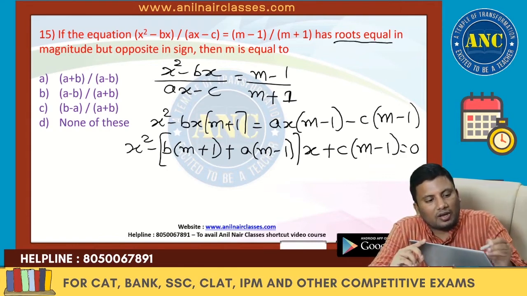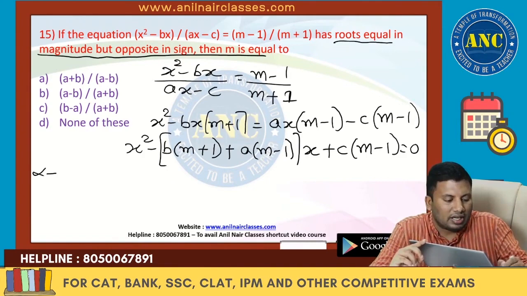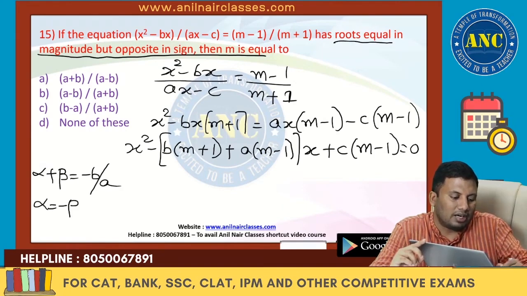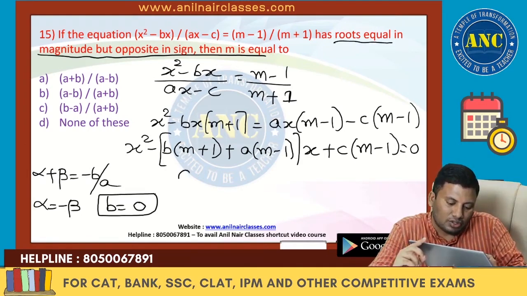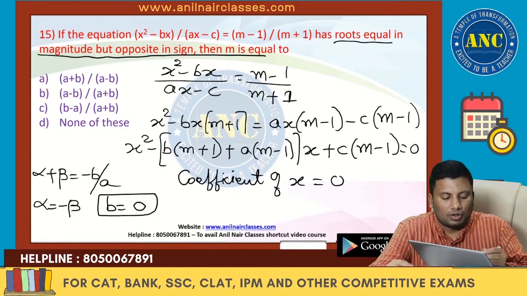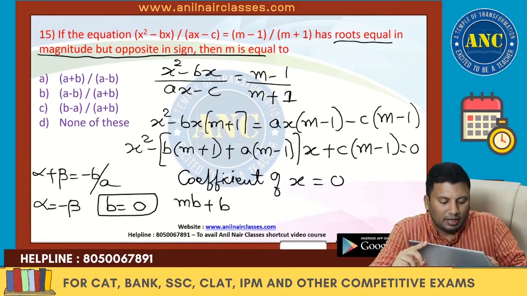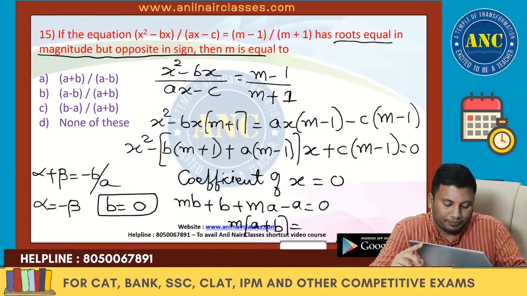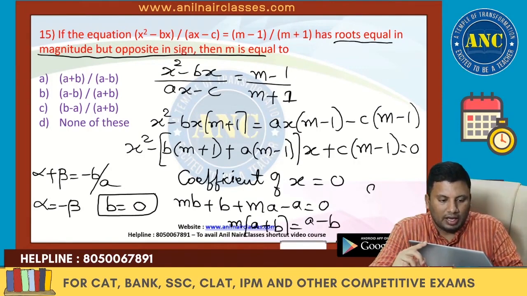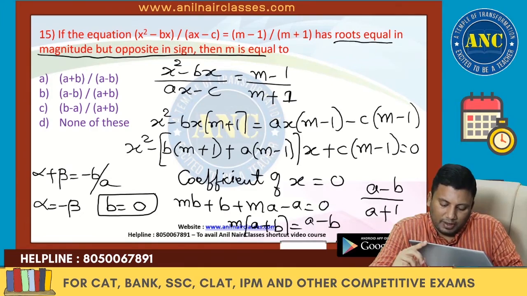The roots are equal in magnitude but opposite in sign. Alpha plus beta is minus b by a. Alpha is equal to minus beta because they are opposite in sign. Opposite in sign, what is the condition? Coefficient of x should be 0. So mb plus b plus ma minus a equal to 0. So m into a plus b equals a minus b. Answer is a minus b by a plus b.